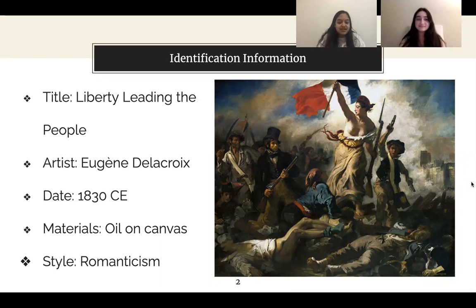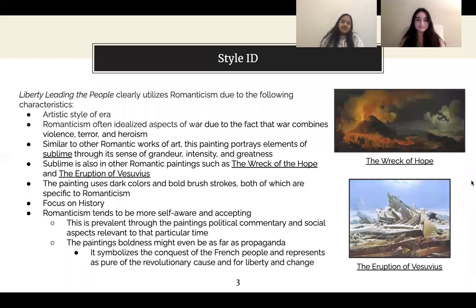It was painted by Eugene Delacroix. I hope I'm saying that right. It was painted in 1830 Common Era, oil on canvas, and it is in the Romanticism style. Liberty Leading the People clearly utilizes Romanticism due to the following characteristics.